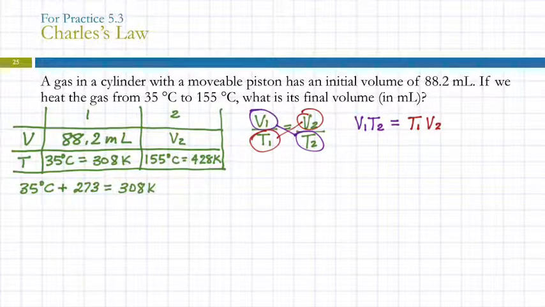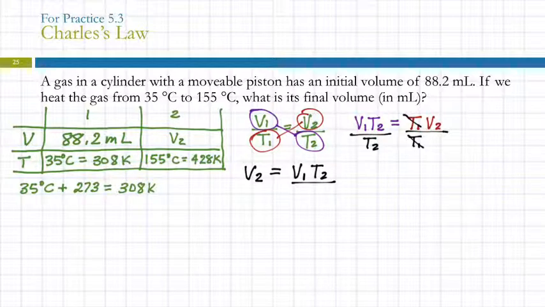So I'm going to divide by T1, because I want to get rid of the T1. I want to isolate V2 all by itself. And if I do it to one side of the equation, I have to do it to the other side. So I've rearranged my equation. You may or may not need to show this in your work. I end up with V2 equals V1 T2 over T1.